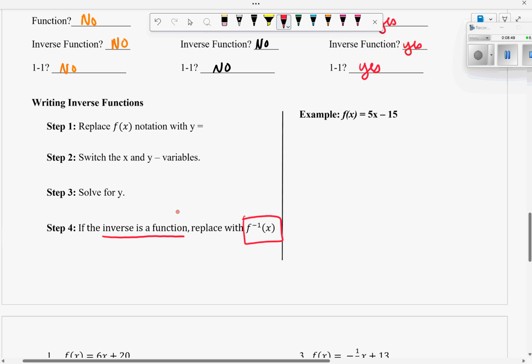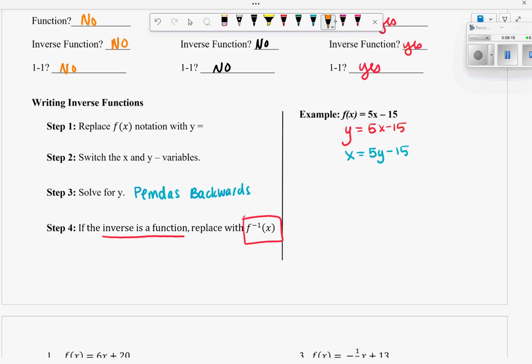So for here, f of x, we'll replace that with y equals, and then we have 5x minus 15. So remember, we talked about this the other day. You want to switch the x and the y's, and then you solve using PEMDAS backwards. So we do things added or subtracted, multiplied, divided, exponents, and then parentheses. We don't have any exponents or parentheses here to worry about. So we're going to add that 15 to the other side. Those are not like terms. So this would be x plus 15 equals 5y. Divide by the 5.